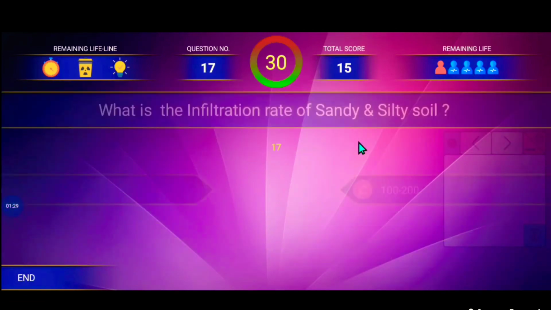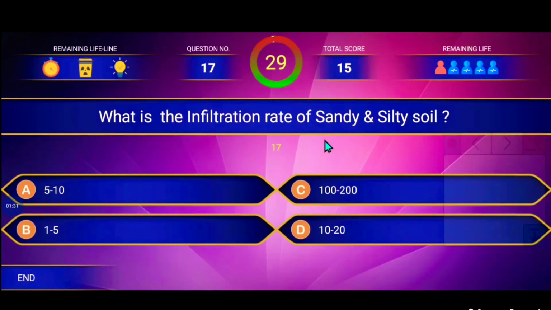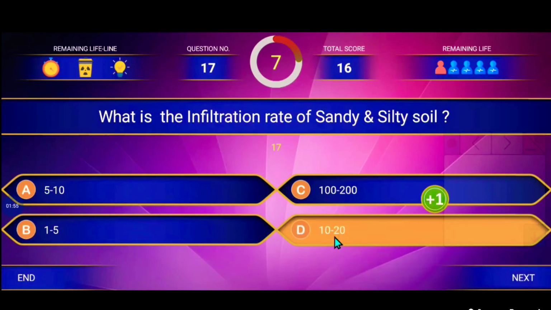Go to the next. What is the infiltration rate of sandy and silty clay? First option is 5 to 10, second one is 1 to 5, third is 100 to 200, and the last one is 10 to 20. So what is the infiltration rate of sandy soil? So the correct option is 10 to 20. Infiltration rate.